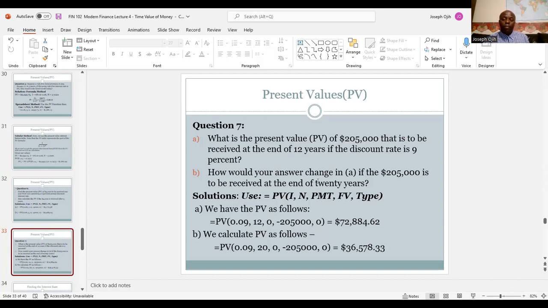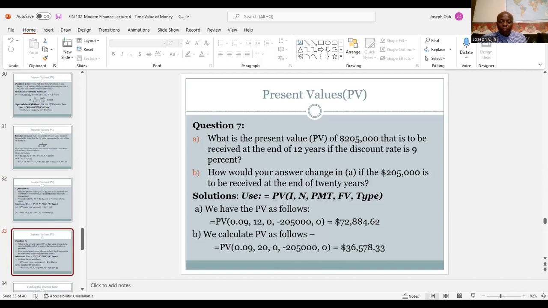Now, like I said, the person giving you the money, or the agency or company or government department paying you the money, it represents money leaving their pockets. So it's going to be negative 205. Note that you do this if you're using Excel. If you're using the formula method, you don't have to put any negative there. So let's go and put this in Excel. I have already done it here. You can see the answers here.